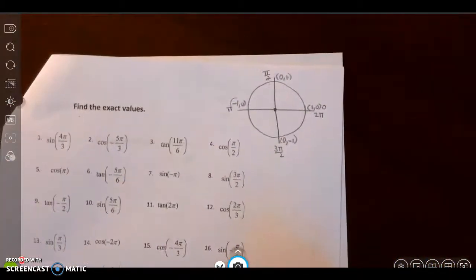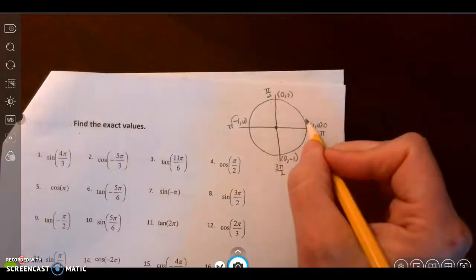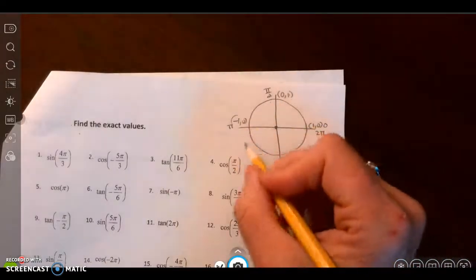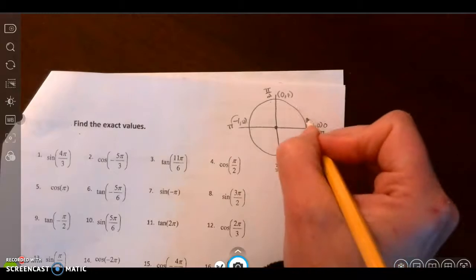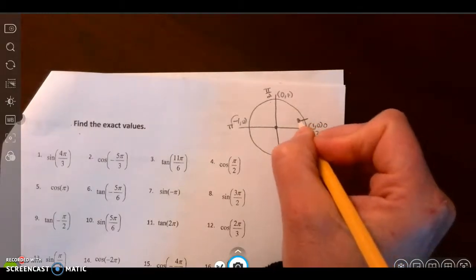Then I think to myself, all I really need is quadrant 1, because quadrant 1 helps me to know what all of my other quadrants are. So I'm going to have my pi over 6 family right here.